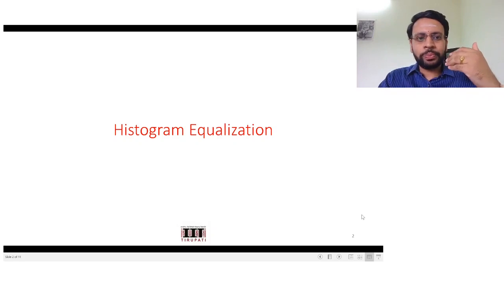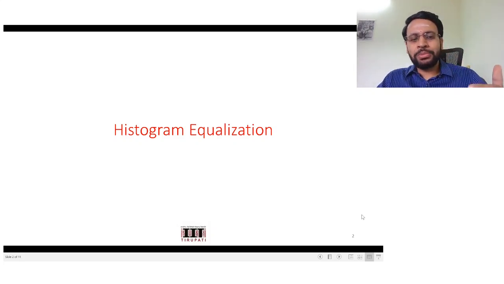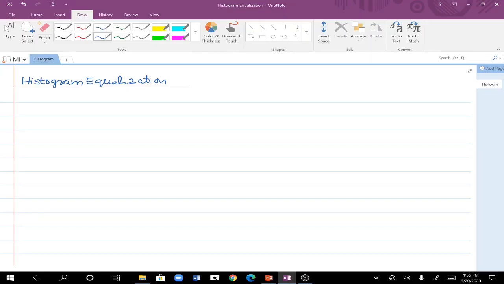First, I'll try to give an intuitive idea about what it means and what is the basis for histogram equalization, and then we will do the mathematical treatment of histogram equalization. So let me move on to the notebook mode for this purpose. Before going into histogram equalization, let's take a look at one of the image enhancement methods that we have already discussed, particularly the contrast stretching method.